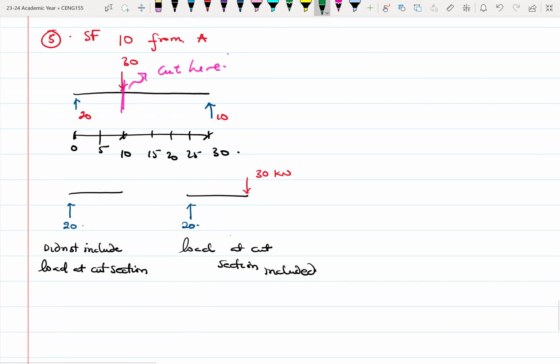So if we don't include, so shear force at 10, this is again also shear force at 10. So if we do not include, our shear force at 10 is equal to 20 kilonewtons. If we include, our shear force at 10 is equal to minus 10 kilonewtons, right? Because it is what? 20 minus 30, all right? So minus 10 kilonewtons. Both answers are correct.